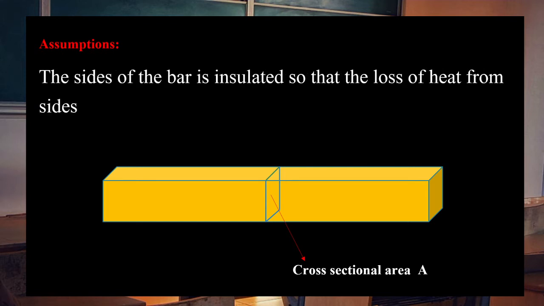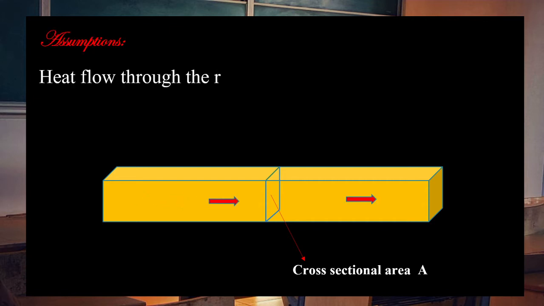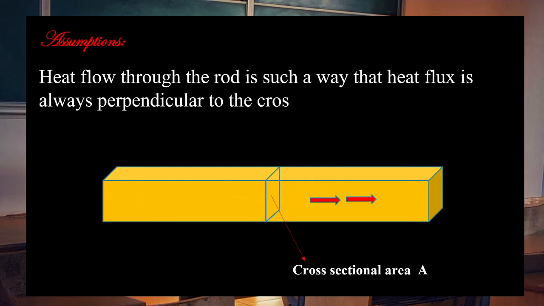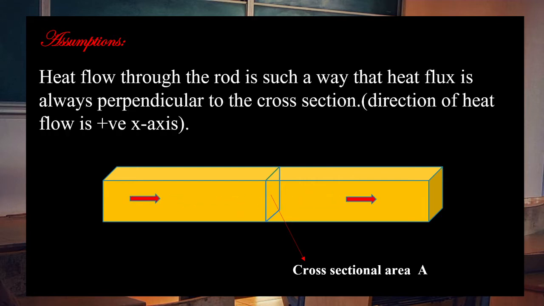The sides of the bar are insulated so that the loss of heat from the sides is negligibly small. We are considering a bar whose sides are insulated, in order to make the loss of heat from the sides negligible. That means heat flow through the rod is such that the heat flux is always perpendicular to the cross section. That means the direction of the heat flow is along the positive x-axis.